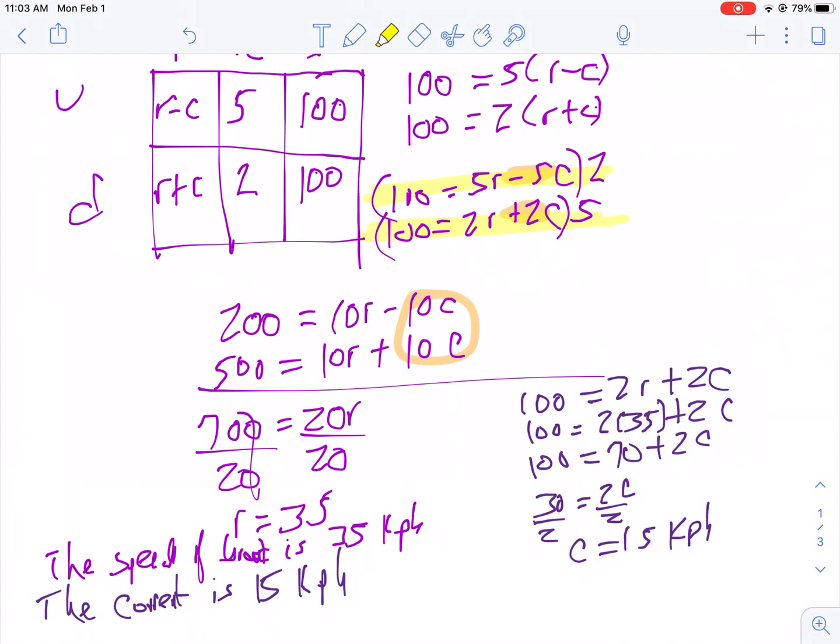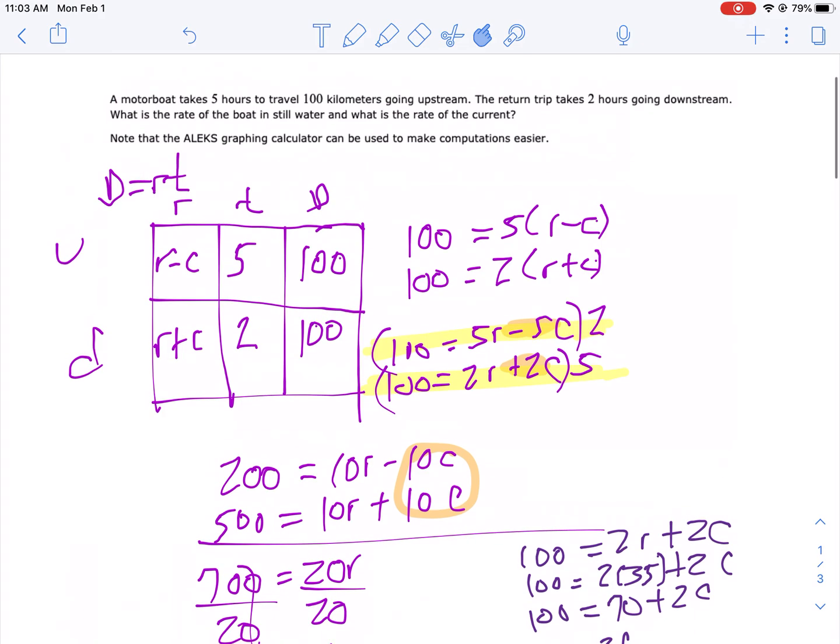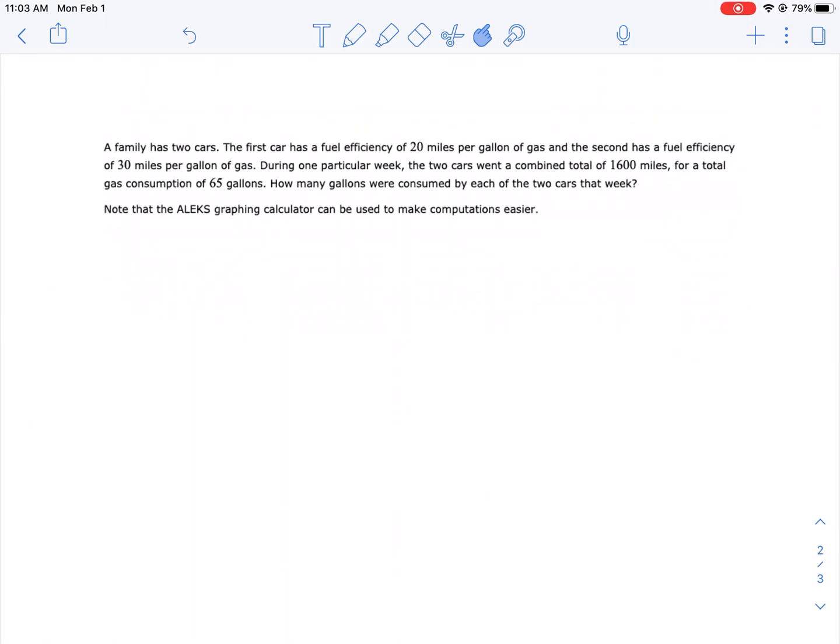But I would suggest you make a table here with distance, rate, time. Now let's take a look at another one. In this one, I think you just got them mixed up because you have the correct numbers, but you have them in the wrong spots. A family has two cars. The first car has a fuel efficiency of 20 miles per gallon of gas, and the second has a fuel efficiency of 30 miles per gallon of gas. During one particular week, the two cars went a total of 1,600 miles for total gas consumption of 65 gallons. How many gallons were consumed by the two cars that week?